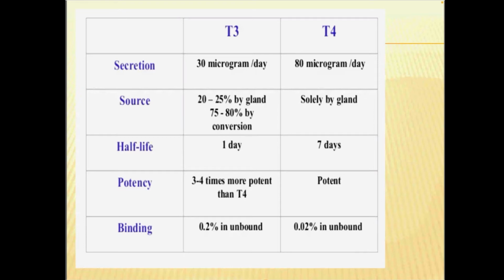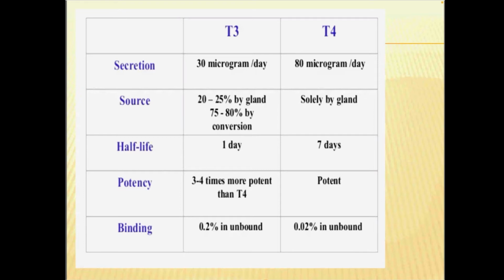What is the total amount of thyroxine and T3 secreted per day? T3 is around 30 micrograms per day. In case of T4, it is 80 micrograms per day. Here, the most active form is T3 rather than T4. In fact, T4 will get converted into T3 and then will have its action. So T3 is the active form of the thyroid hormone.